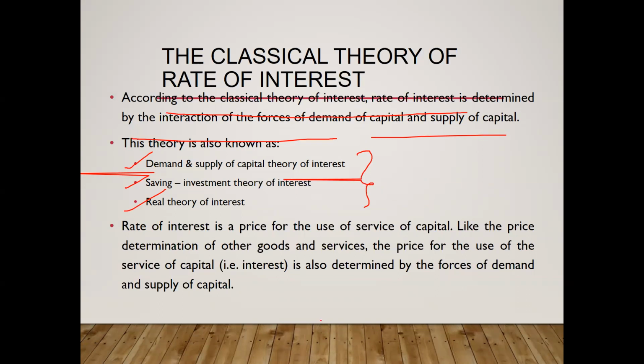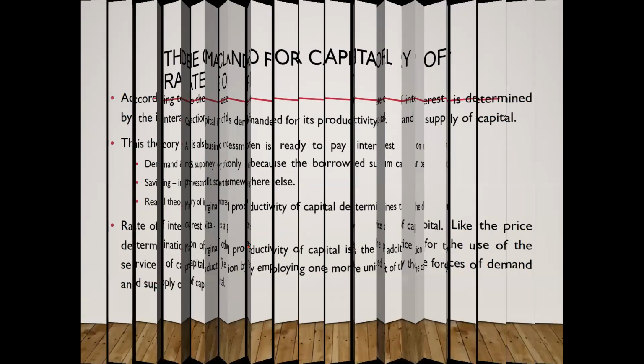So the rate of interest is a price for the use of the service of capital, like the price determination of other goods and services. The price for the use of the service of capital, that is interest, is also determined by the forces of demand and supply of capital. It is like price: when demand and supply interact with each other, whatever the equilibrium point is, that is where the price is finalized. Same here. When the demand for capital and supply of capital meet, where the equilibrium is settled, that would be the rate of interest.